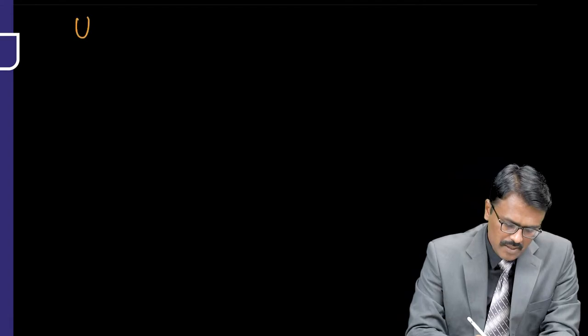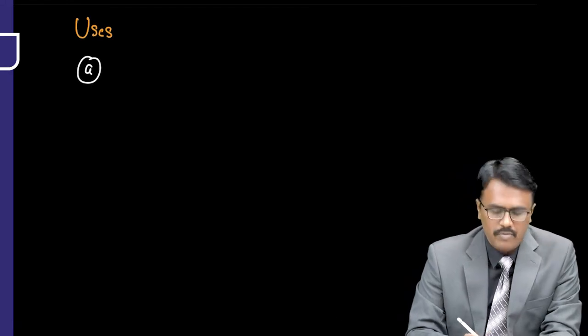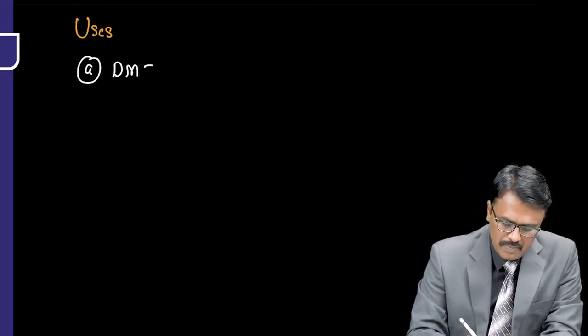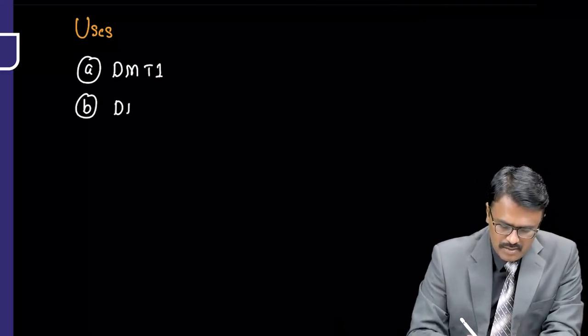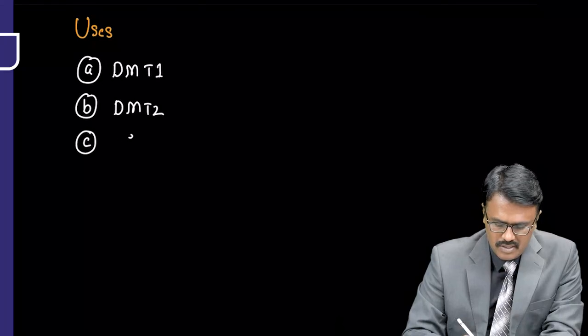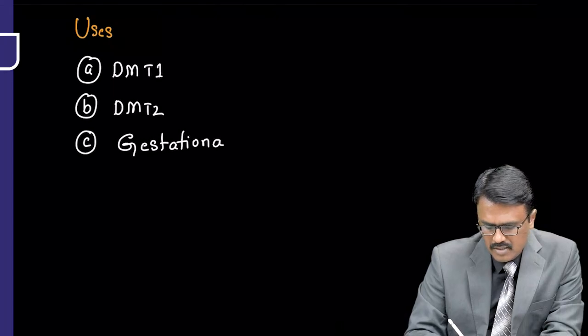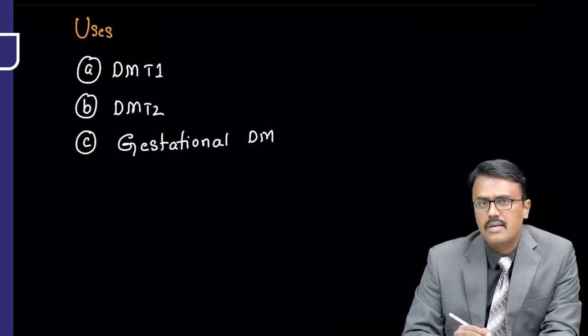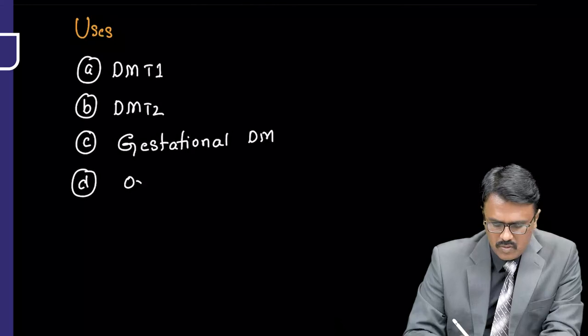Once we understood the insulin preparation, it's important that we understand the uses of insulin. So let me write the uses of insulin. Insulin is the primary drug for managing diabetes type 1. Second, it is used for diabetes type 2. Number 3, it is used in gestational diabetes. It's the major drug and the only drug we use in gestational diabetes. Now another important aspect is, suppose a patient is on oral drug.